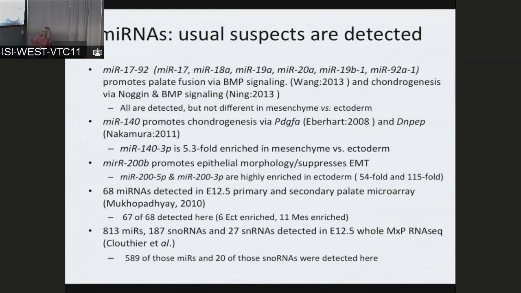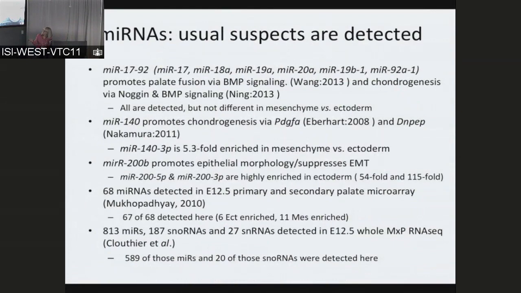And all these microRNAs were detected by the gene chip, but we didn't see any differences in mesenchyme versus ectoderm. Another microRNA that's very important in the face, 140, promotes chondrogenesis via PDGF-alpha and DNPT. We found it enriched in the mesenchyme, where you would expect to find something important for chondrogenesis. So that was really nice.